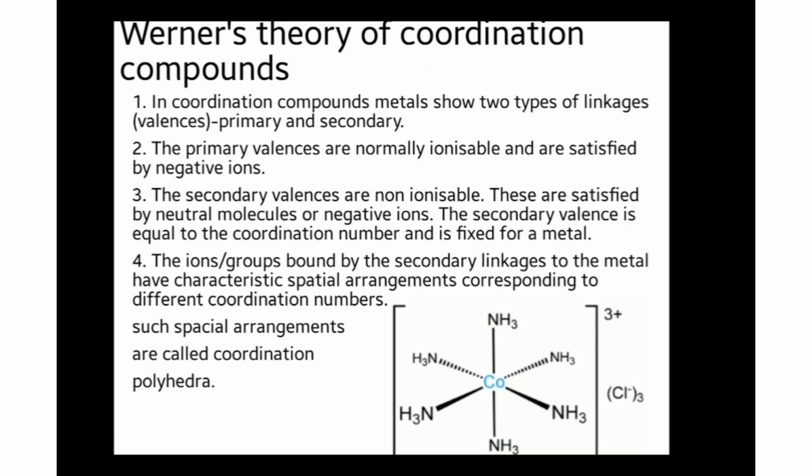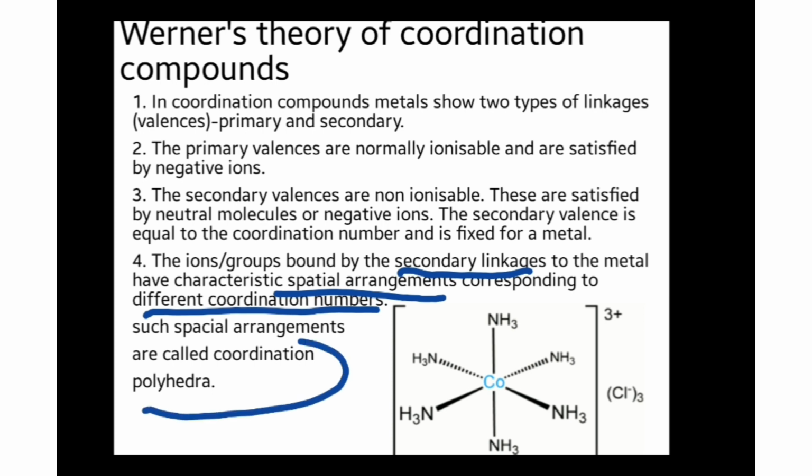So these secondary linkages are nothing but the coordination number, and they will have characteristic spatial arrangements corresponding to different coordination numbers. So as I said, different coordination numbers will have different spatial arrangements, and this type of spatial arrangement is called coordination polyhedra. So these are the 4 postulates of coordination compounds which were proposed by Alfred Werner.